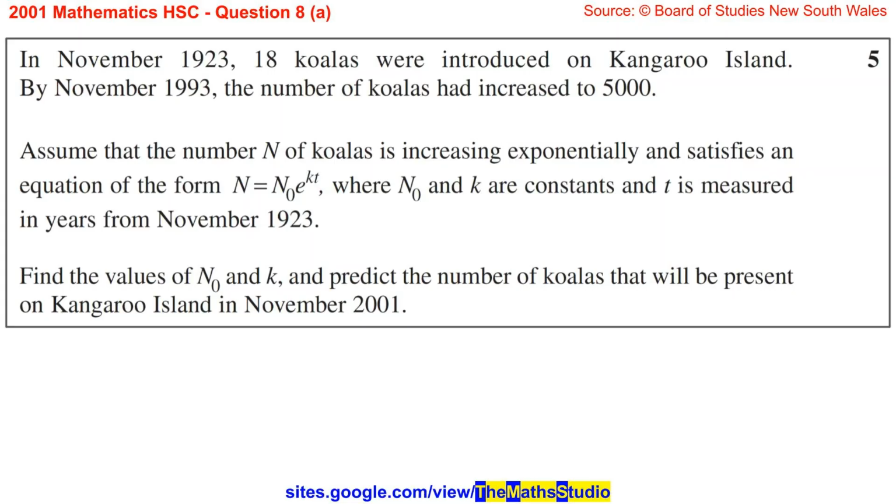Question 8a. In November 1923, 18 koalas were introduced on Kangaroo Island. By November 1993, the number of koalas had increased to 5,000. Assume that the number n of koalas is increasing exponentially and satisfies an equation of the form n equals n naught times e to the power of kt, where n naught and k are constants and t is measured in years from November 1923. Find the values of n naught and k and predict the number of koalas that will be present on Kangaroo Island in November 2001.